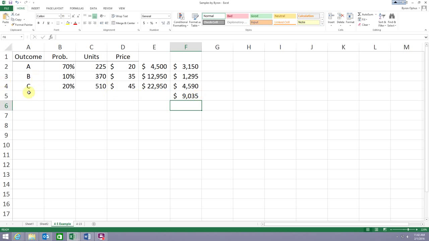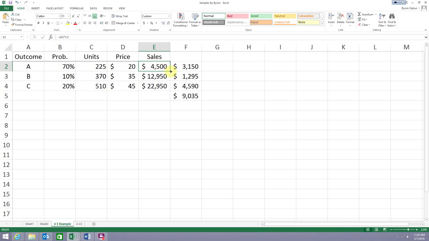Okay, and this is really fairly easy. It outlines it for you. It tells you how to set it up. So you got outcome, probability, units, price. Set all those up. Then take your price times the number of units that you're going to sell, and that's what this is. So we could call this sales. What that's saying is that if I were to sell 225 units at $20, this is what my sales would be. So I just put this as equal to my $20 price times my 225, and I can hit enter.